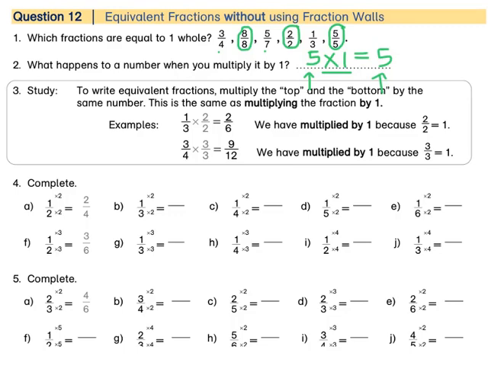Number 4, complete. We've got 1/2 and we must times the top and the bottom by 2 to get 2 over 4. Directly beneath it, we have 1 over 2. We times the top and the bottom by 3 to get 3 over 6. This means that 1/2 is equivalent to 2/4 and 1/2 is also equivalent to 3 over 6. Let's look at B. 1 over 3, we must times the top and the bottom by 2, so we get 2 over 6. Lastly, if we look at J, 1 times 4 is 4, 3 times 4 is 12. This means that 1/3 is equivalent to 4/12. Press pause to complete 4 by yourself.